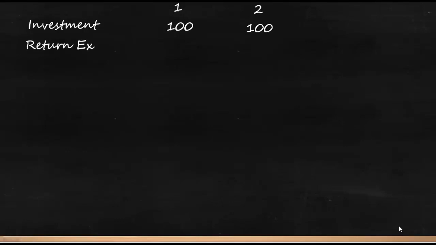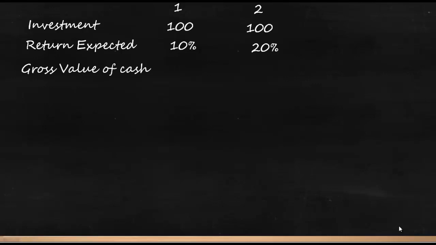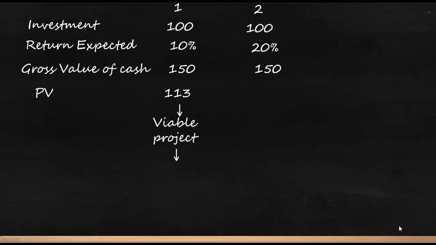So what we have understood is, we had two scenarios, scenario 1 and scenario 2. In both scenarios, the investment was the same, 100, but there was a difference in the return expected. In scenario 1 it was 10%, in scenario 2 it was 20%. And what is the gross value of cash flows in scenarios 1 and 2? In both it was 150. But where the difference started is the present value. The present value in scenario 1 was 113. So that made it a viable project, because there was a net benefit of 13, which is 113 minus 100.